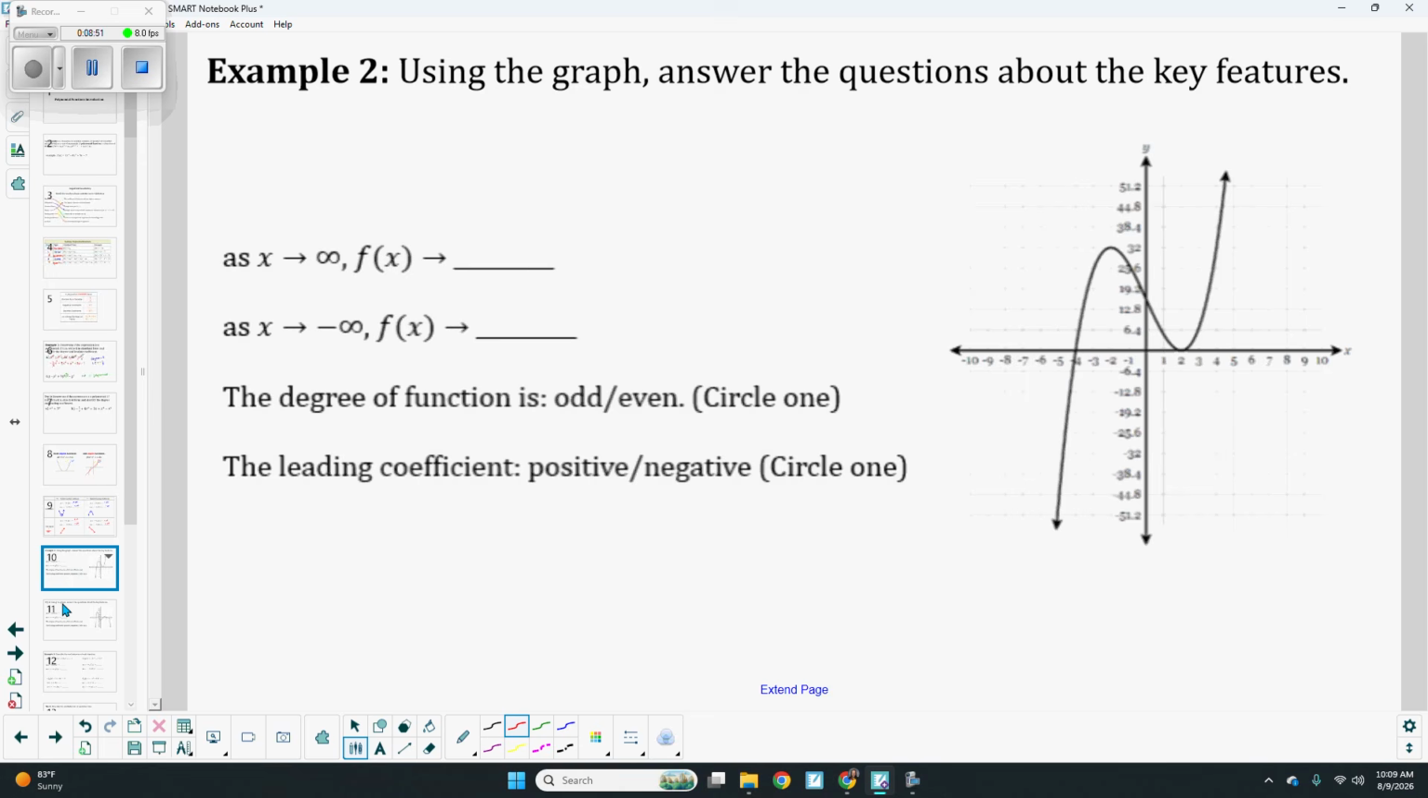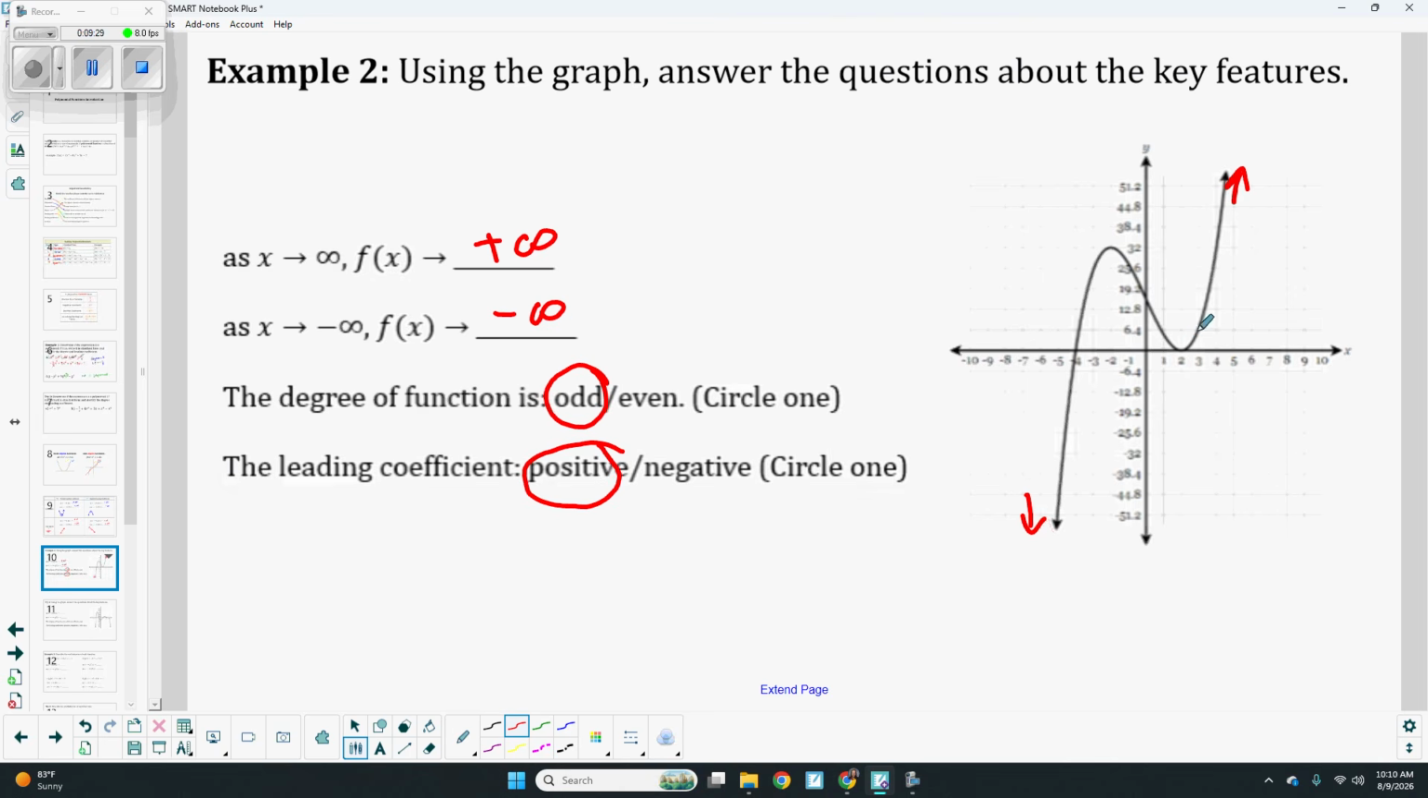Using example 2, using the graph, answer the questions about the key features. So we can look at the end behavior here. To the right, it was going up. To the left, it was going down. Because they were going in opposite directions, I would say that this is odd, because odd equals opposite. And because it's going in a positive slope fashion, going up to the right, it's positive. And honestly, I do believe you can look to the right always, and that will always be the sign.